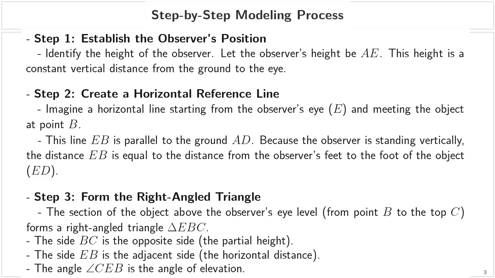Now that we understand the core concept, specifically that we cannot ignore the observer's eye level, let's walk through the actual modeling process step by step. This is where we translate a real-world scene into a mathematical diagram. Once we have this triangle constructed, we'll be ready to move on to the next slide, where we'll use trigonometry to actually calculate that partial height.